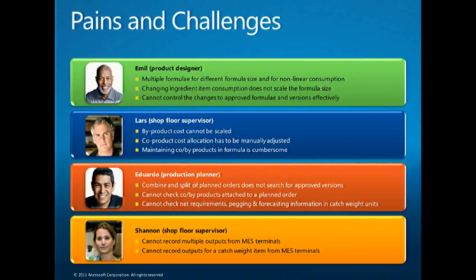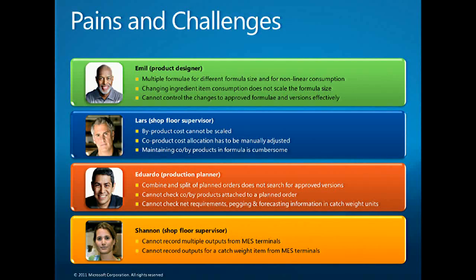So pains and challenges. Now, in the previous versions of AX, this is what we've been told. The pains have been that you need to create multiple formulas. Whenever the formula size is different, then you need many formulas to maintain and it becomes very difficult. And also you don't have any facility to model nonlinear consumption, which is quite common in food and chemicals. And if you want to model that, basically you will have to create a lot of formulas to be able to do that.